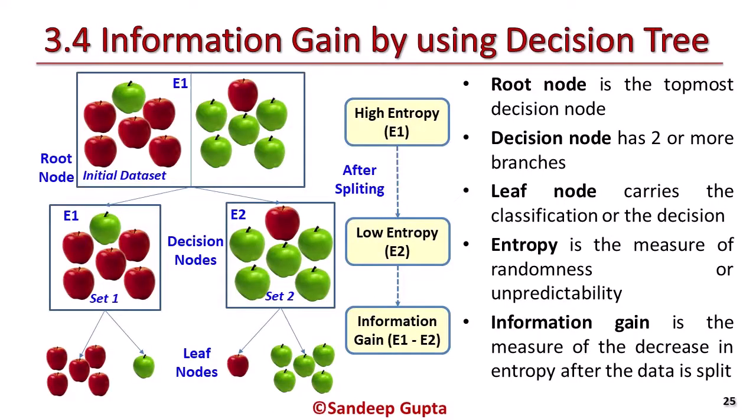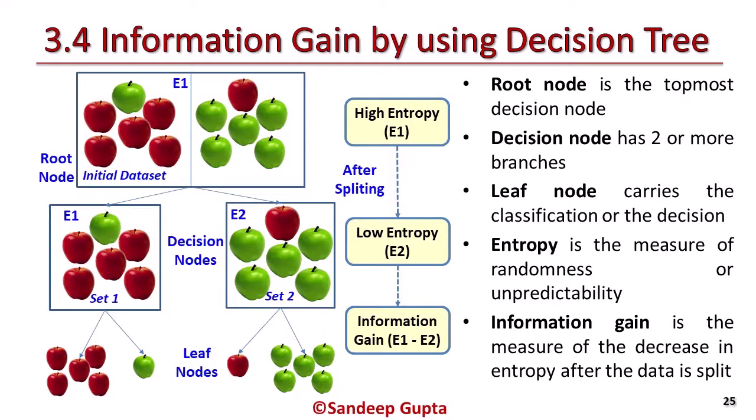In this slide, you will learn to calculate information gain by using decision trees. The root node is the topmost decision node. A decision node can have 2 or more branches. A leaf node carries the classification or the decision. Entropy is the measure of randomness or unpredictability. Information gain is the measure of the decrease in entropy after the data is split. You can observe in the video, at the root node, the entropy is high, let's call it E1. After splitting at the decision tree it becomes low, let's call it E2. Now, information gain can be measured as E1 minus E2.